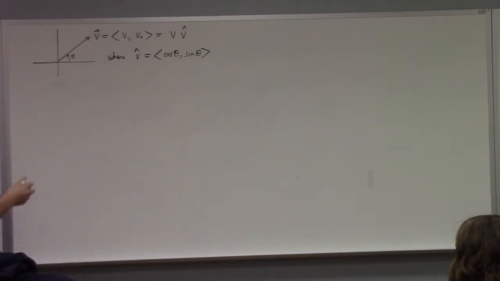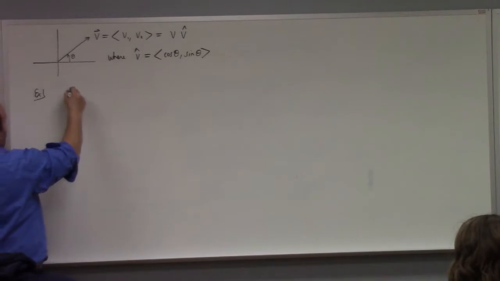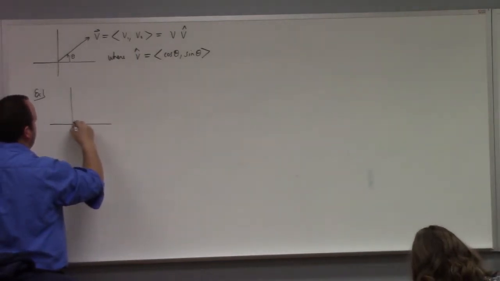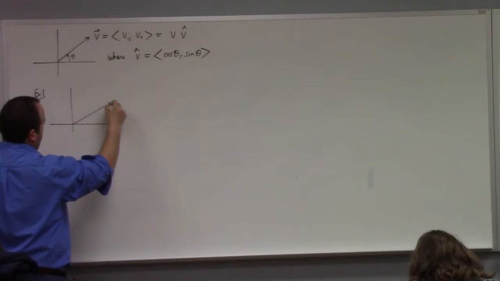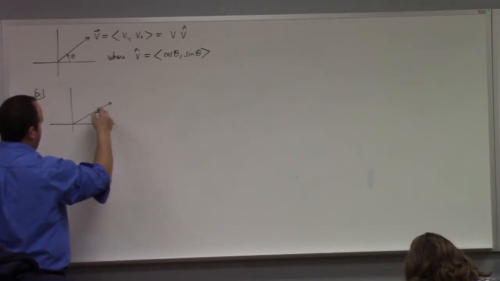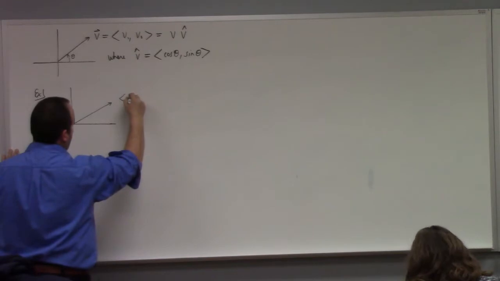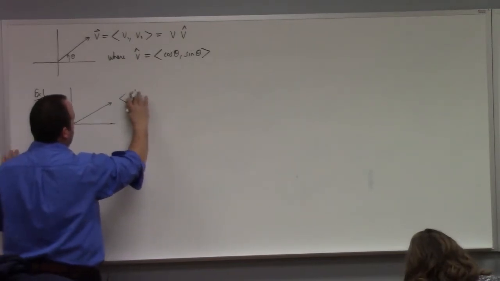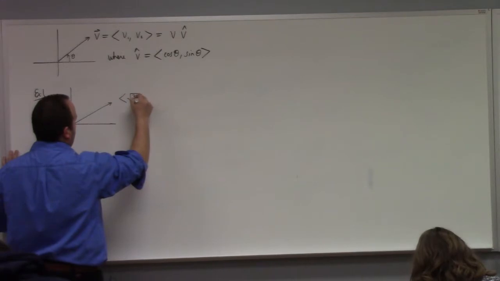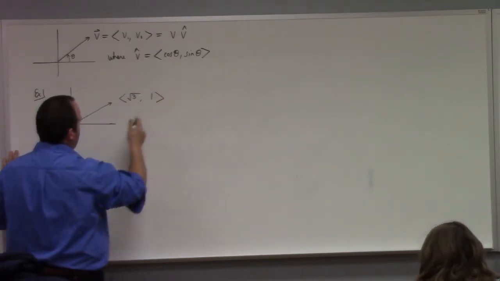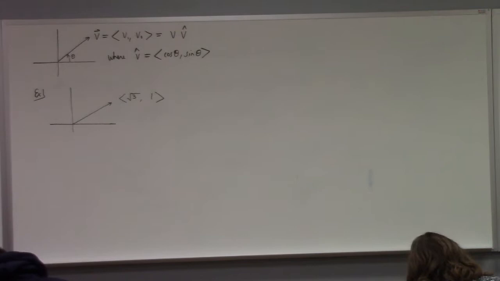Let me be more specific here. If I had, I don't know, this vector out here, let's say square root of 3, 1, will that do it? Sorry, I'm thinking. That's not what I want. Well, let's just deal with it. We'll deal with that one.